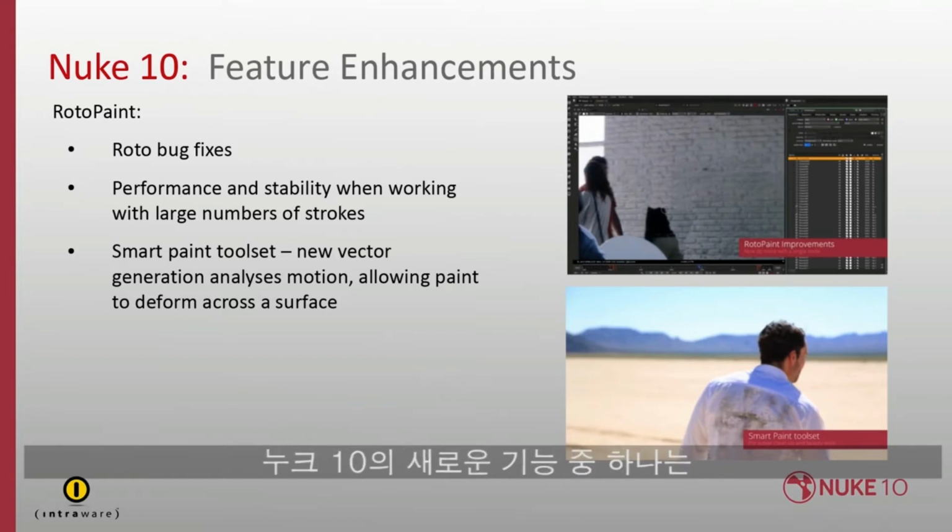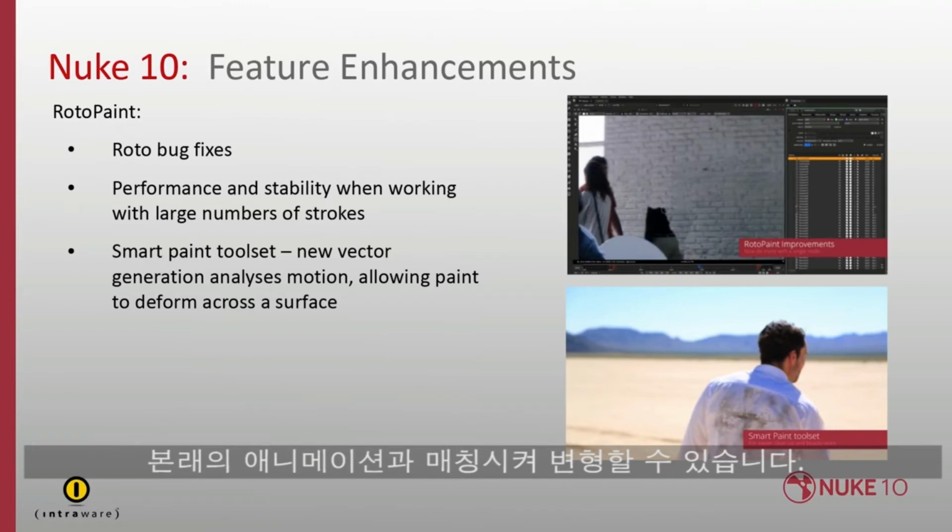One of the new features in NUKE 10 is the Smart Paint toolset. This analyzes the motion in a plate to generate a new type of vector. With this, paint patches can be deformed across a surface to match the original animation in the plate. The bottom right image is an example of the Smart Paint toolset being used.